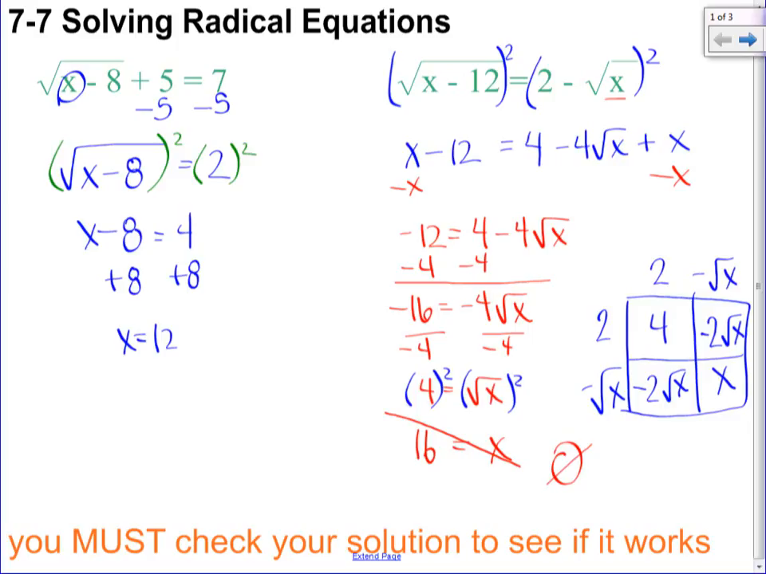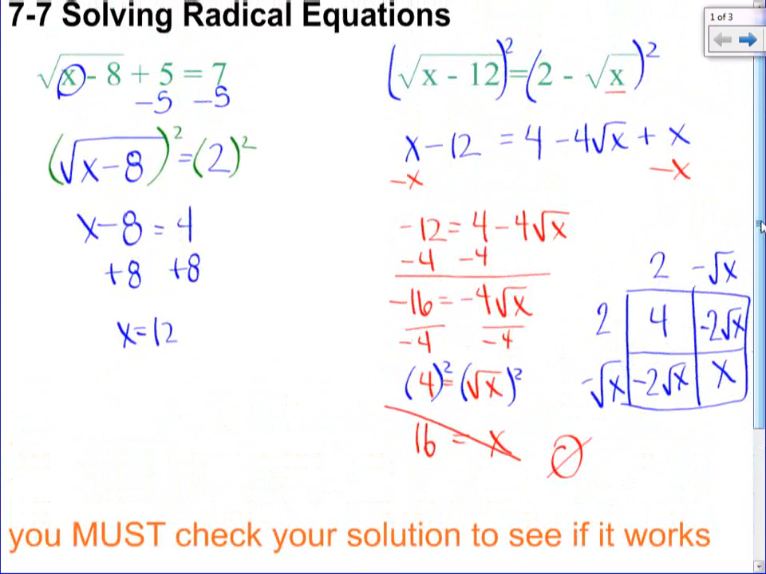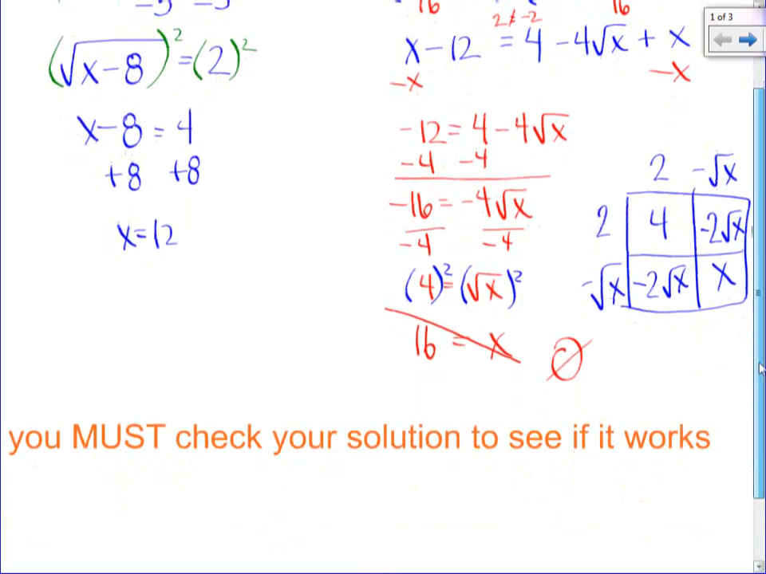You have to check to make sure that the answer actually works. Questions there? What's your question? Why didn't it work? Because we got 2 equals negative 2 when we substituted it back in. If you put a 16 here and you put a 16 here, we get 2 equals negative 2, which isn't true. So then we say no solution.